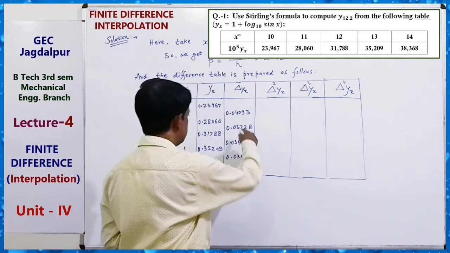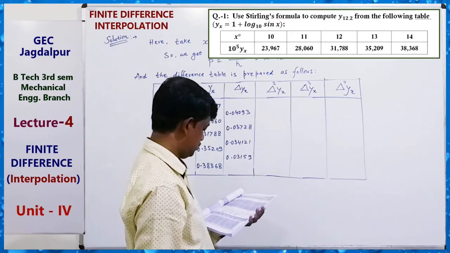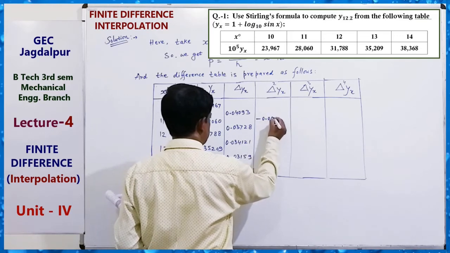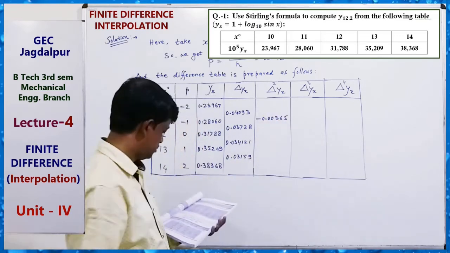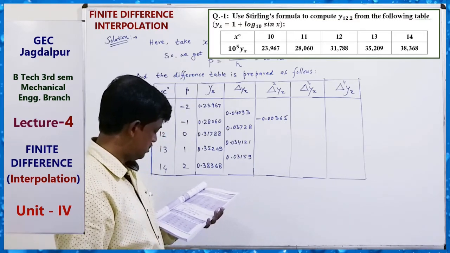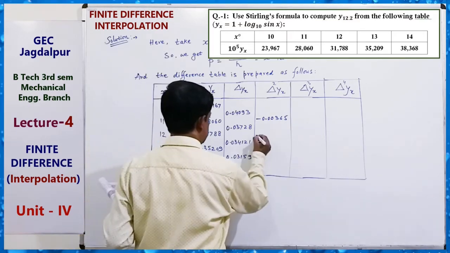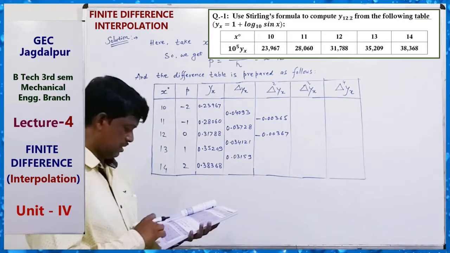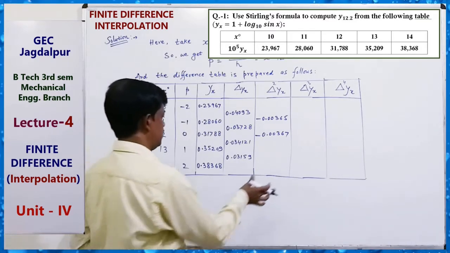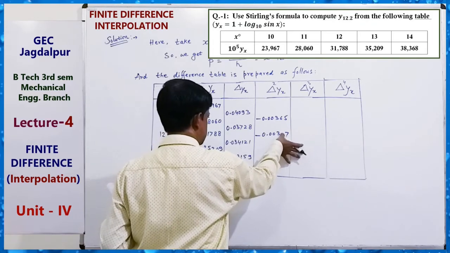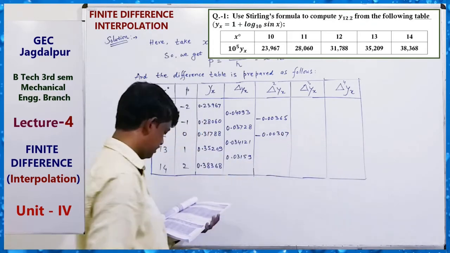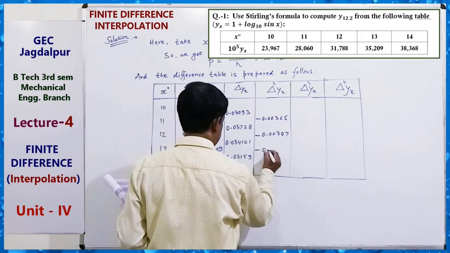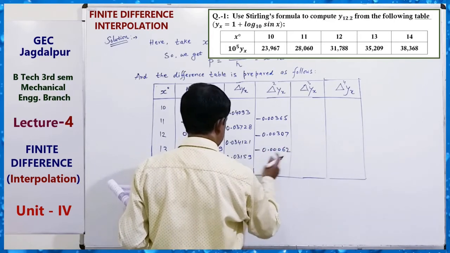Now again, this minus this is minus 0.00365, then minus 0.00307 and minus 0.00062. Just subtract and write here.